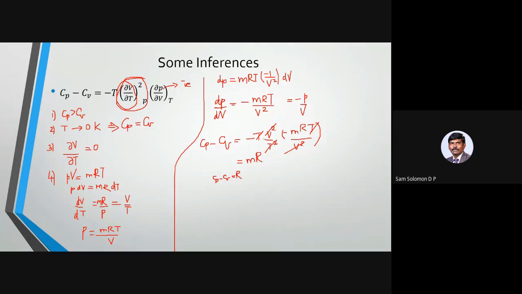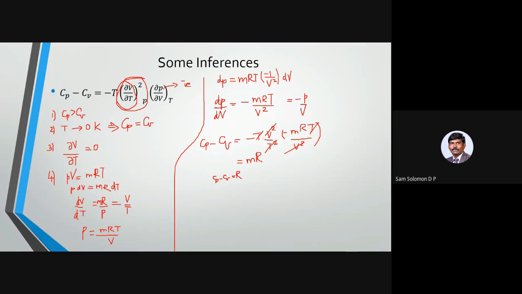Okay. So these are the four inferences that we get. The first inference tells us, because partial V by partial T the whole squared is positive, partial P by partial V should be negative. That makes Cp minus Cv positive and Cp is always greater than Cv. That is inference one. Number two, when temperature tends to 0 Kelvin, your Cp is equal to Cv. When partial V by partial T is equal to 0, which is the condition for maximum density, Cp is equal to Cv. Then for an ideal gas, we find Cp minus Cv is equal to m times R. These are some of the inferences.